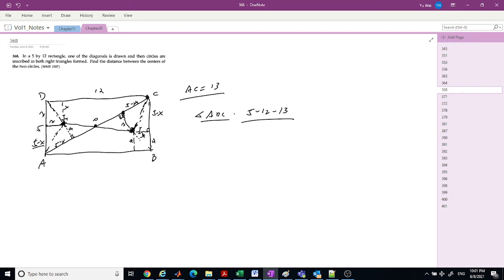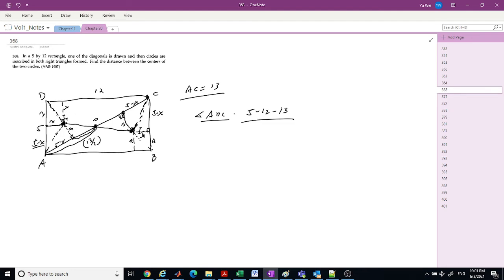If we can solve x, and we can also solve this one, because 5 minus x, right? This AO is half of 13, right? So 13 over 2. So once we solve x, we can solve this problem. So now let's see how we can solve x.